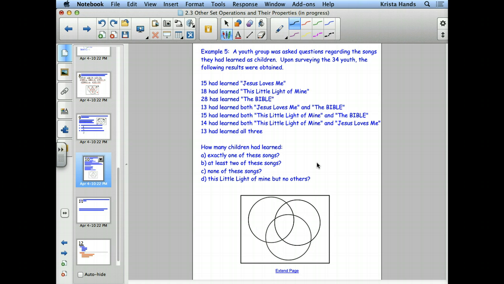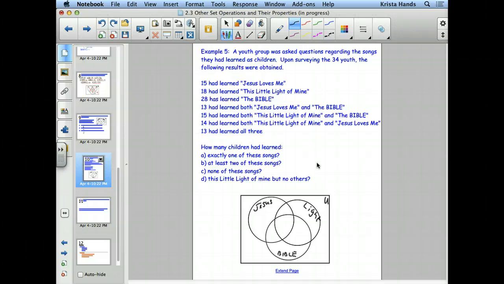Okay, so we've got Jesus Loves Me up here. We've got This Little Light of Mine over here. And we've got the B-I-B-L-E on the bottom. And if yours are in a different spot, it's no problem. Okay? Here's my universal set U on the outside. Alright, so where am I going to start?